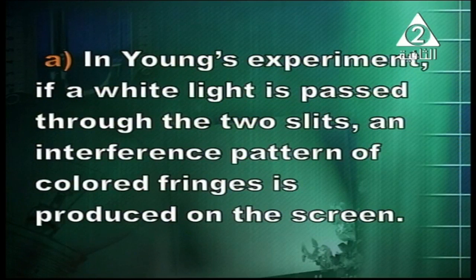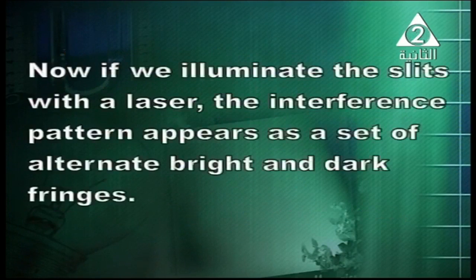But when using laser, if we illuminate the slits with a laser, the interference pattern appears as a set of alternate bright and dark fringes. This is one method to differentiate between normal light and laser using Young's experiment.